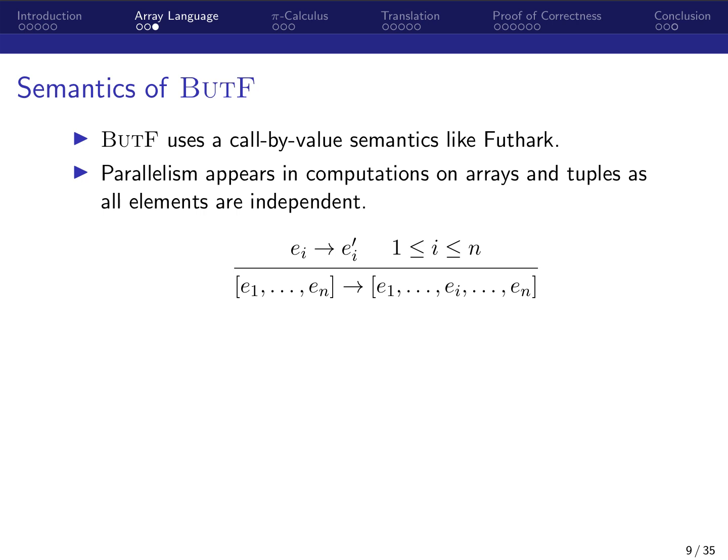Now, the semantics of BUTF uses a call by value semantics because we want to stay faithful to Futhark. And parallelism appears in computations on arrays in the sense that because this is a pure language, if some cell in the array evaluates, the entire array evaluates, and there's non-determinism creeping in because it's not specified in which order you evaluate the cells of an array.